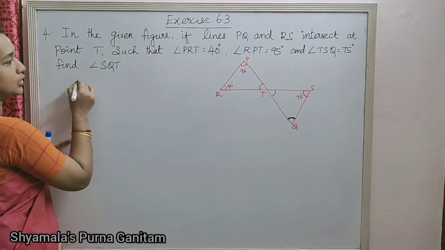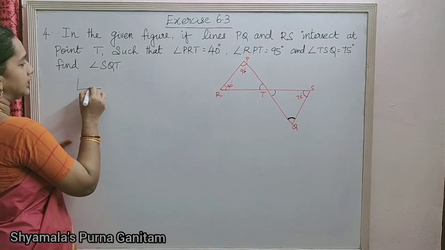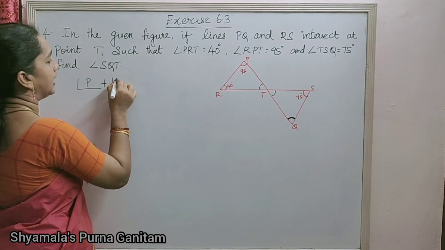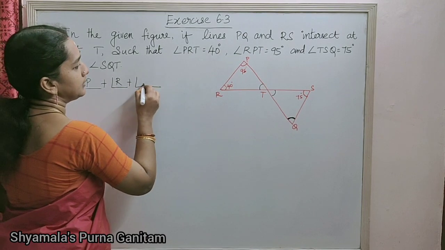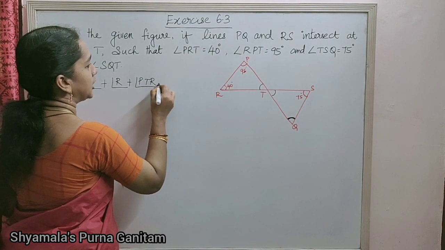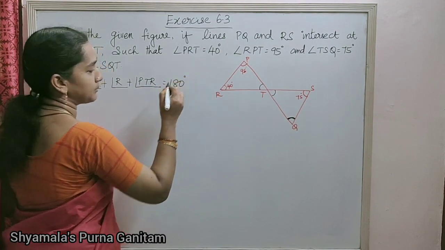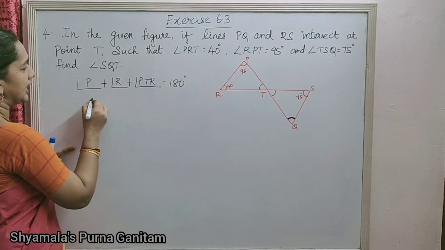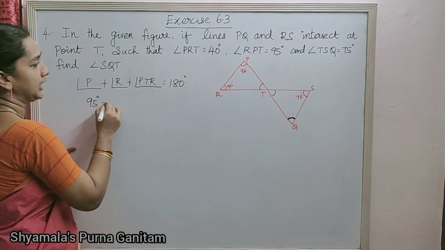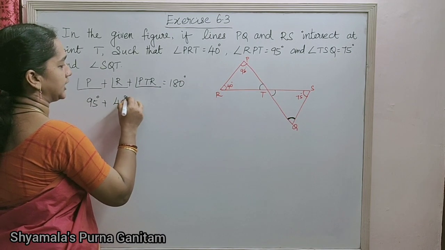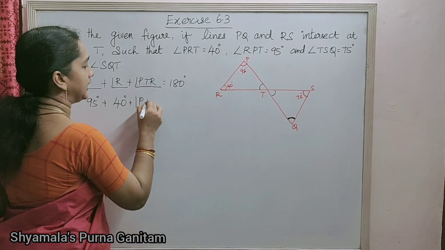Okay. So angle P plus angle R plus angle PTR is equal to 180 degrees, by the angle sum property. Angle P is given as 95 degrees and angle R is given as 40 degrees. We will find angle PTR.